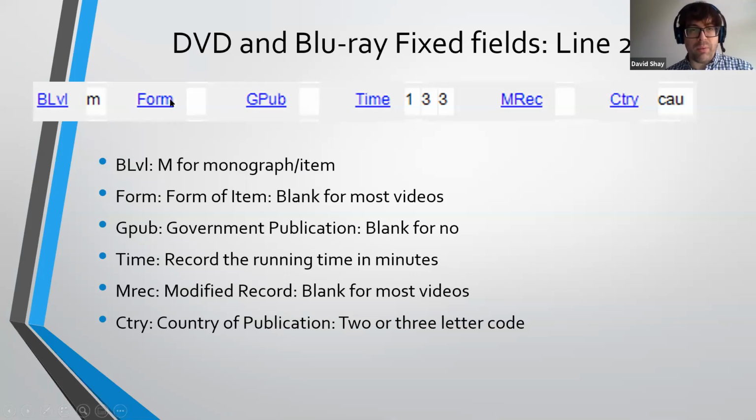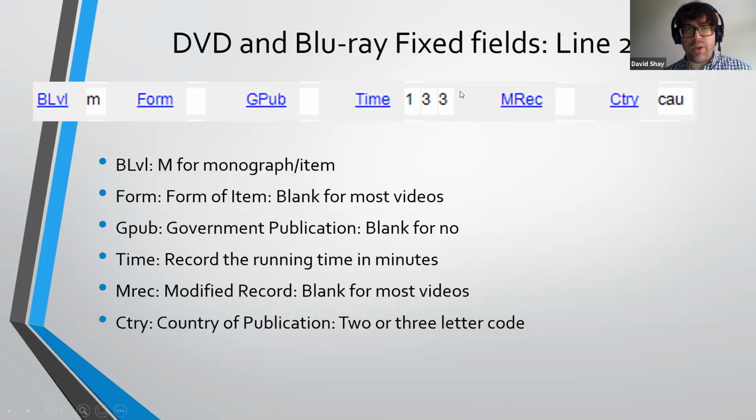Form is form of item. It's going to be blank for most videos. GPub, government publication. In this case, it's a blank for no. It's not a government publication. But if you had videos from government offices or international organizations, there are codes that would fit in those. So S, for example, for state government, F for federal government, I for international organization, like something from a United Nations organization, or large international organizations like the IMF or World Bank or things like that.